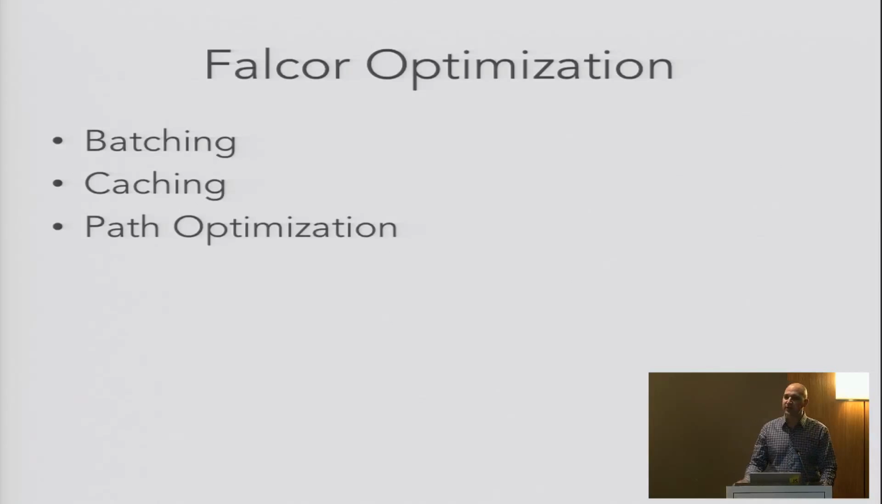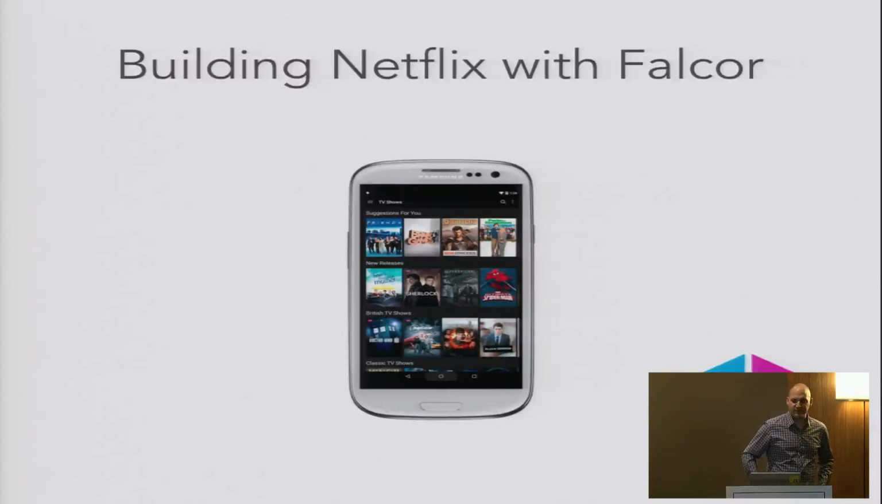We can do certain things. We're trying to follow a RESTful model as closely as possible. We're trying to get the benefits of REST. But we can do certain things that are difficult to do with the traditional RESTful model of the World Wide Web today. So to demonstrate some of those benefits, let me talk about how you would build Netflix with Falcor.